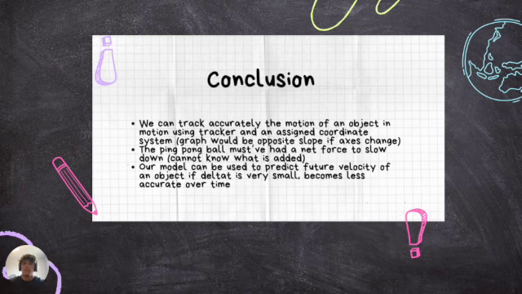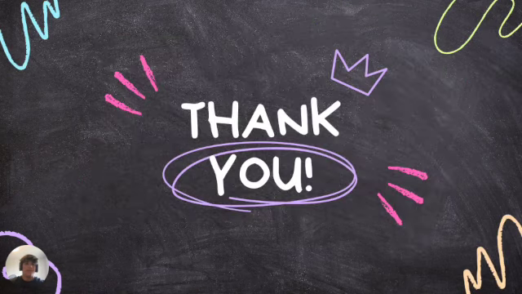Finally, we learned that our model and Newton's laws can be used to predict changes in velocity and position over a small delta t, and that these calculation methods become less accurate over time.